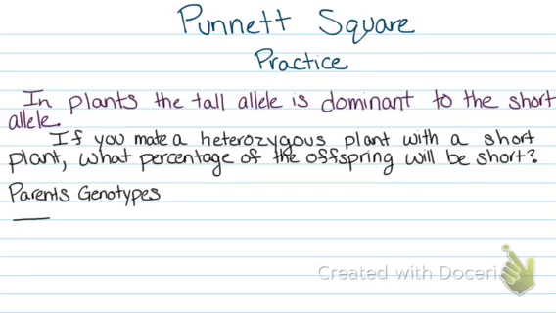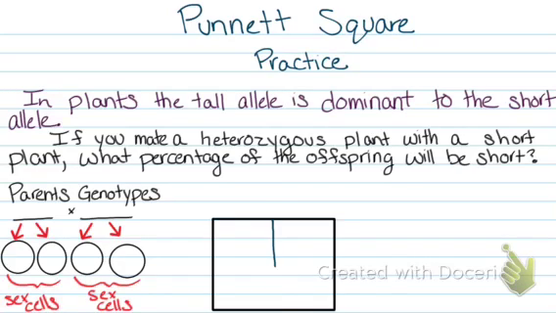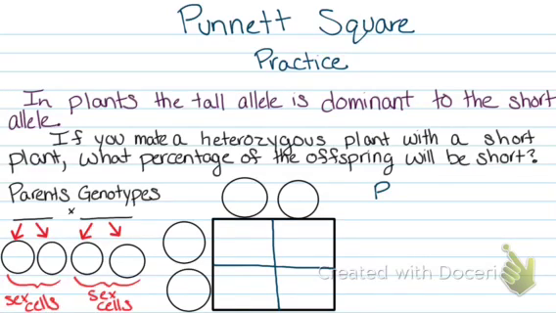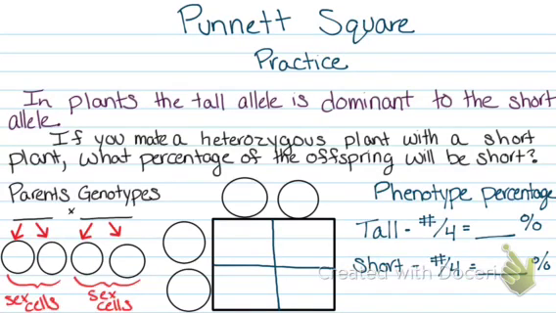So we're going to do the same thing as we did before. We're going to fill in both parents' genotypes, create the sex cells, draw a Punnett square, putting the sex cells up top and the sex cells on the side, and then figure out the phenotype percentage. How many are tall and how many are short? So take a second now, write this down. And press play when everyone's ready.